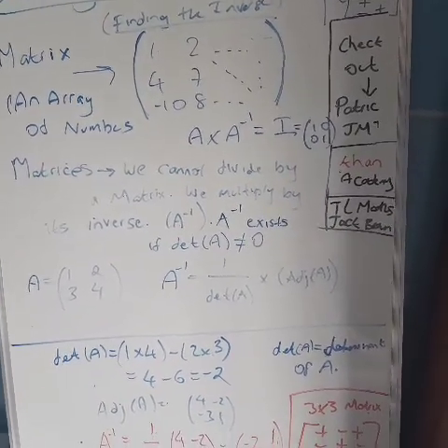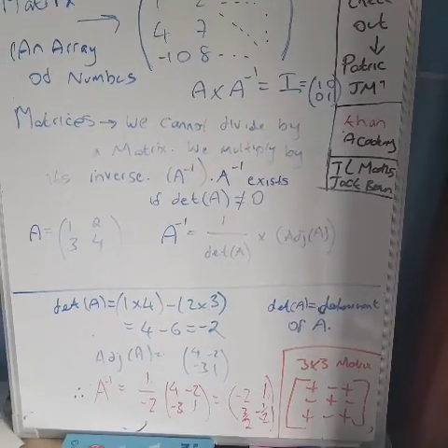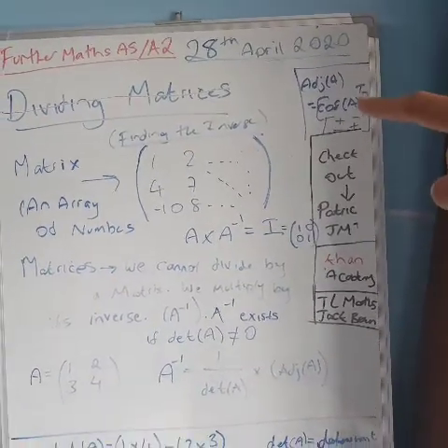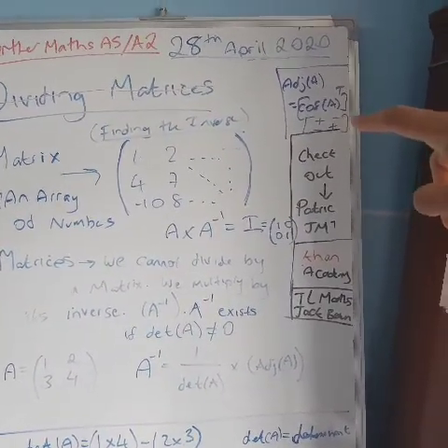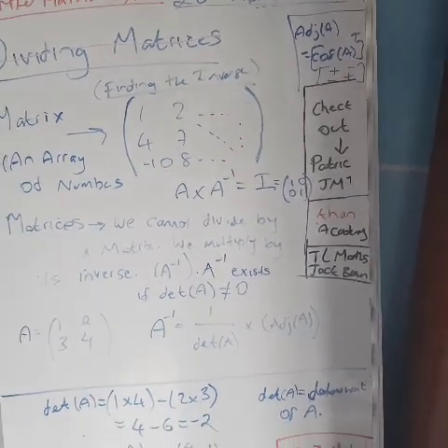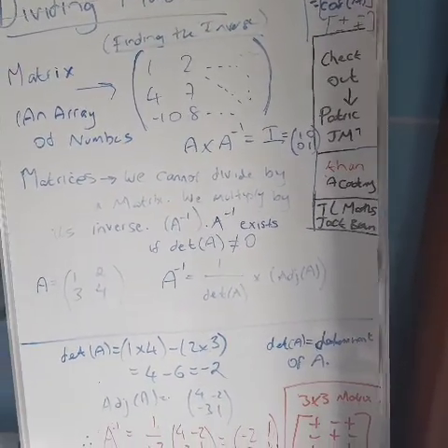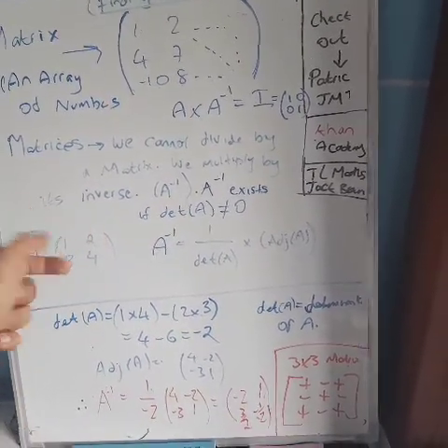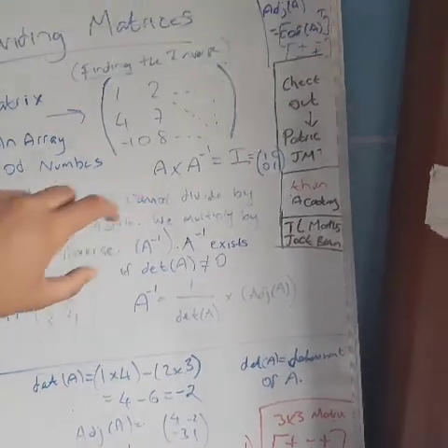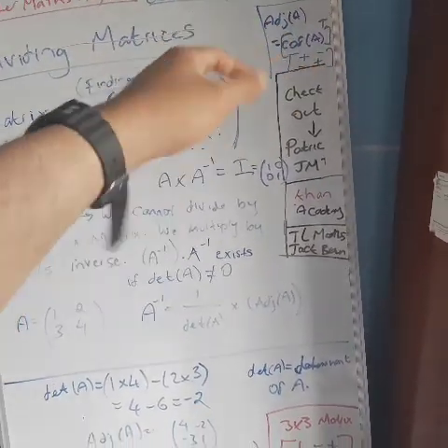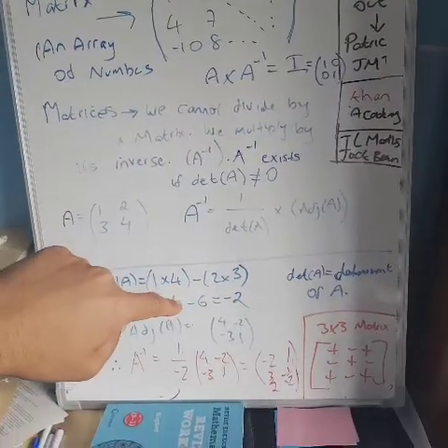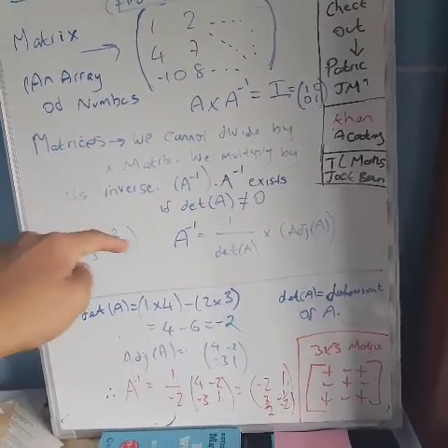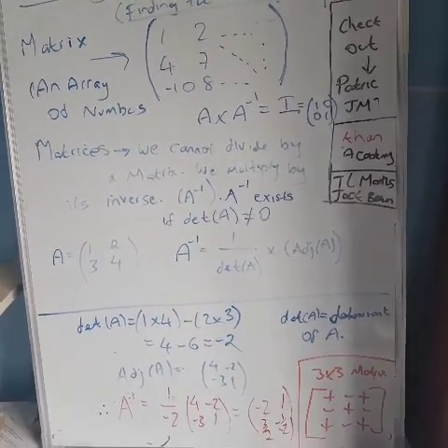Right, guys, to work out the adjoint for a 2 by 2, it's nice and easy. Can you see here I've got a plus minus pattern? All I do is swap these numbers around, so 1 and 4, and then these two become negative. So those two swap, and then those two become negative, so it'll be 4, 1, minus 2, minus 3. Those two have swapped, and then those two have become negative.